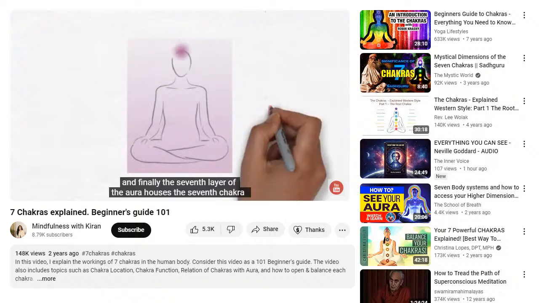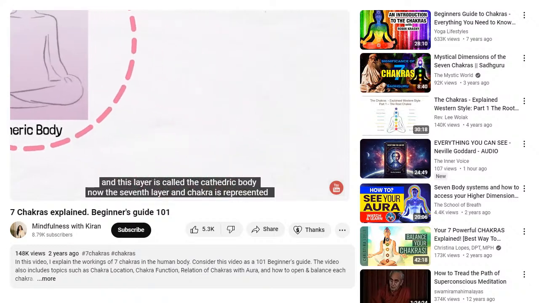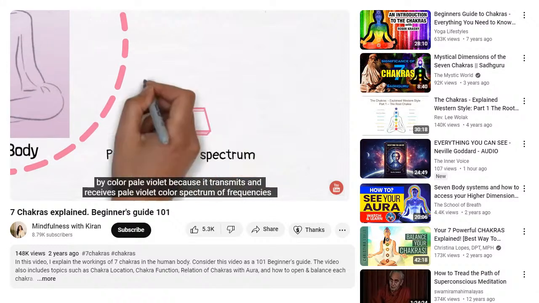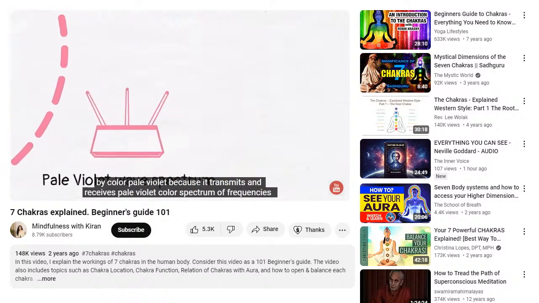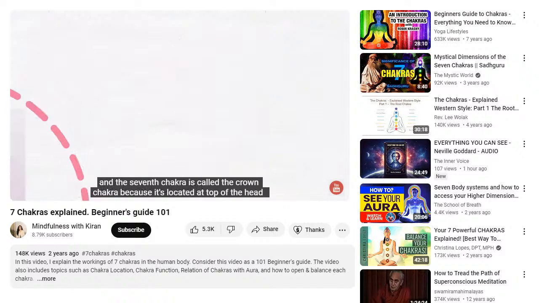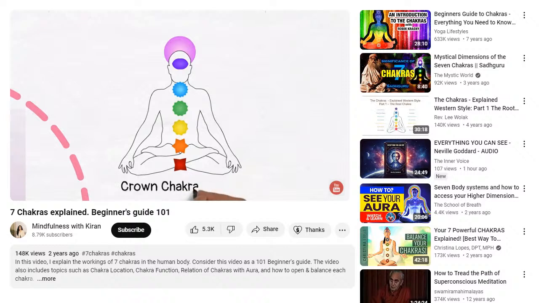And finally, the seventh layer of the aura houses the seventh chakra, and this layer is called the etheric body. Now, the seventh layer and chakra is represented by the color pale violet because it transmits and receives the pale violet color spectrum of frequencies. And the seventh chakra is called the crown chakra because it's located at the top of the head.